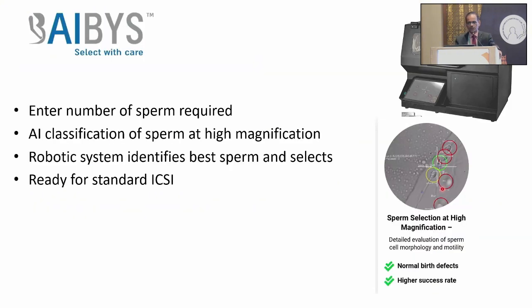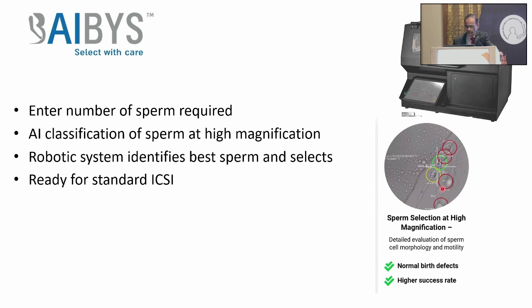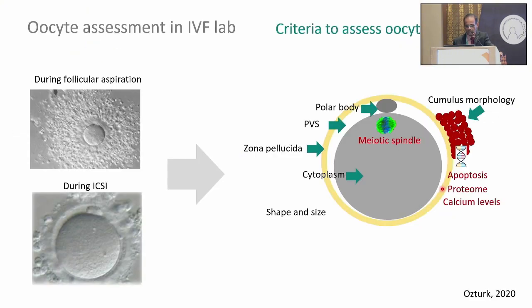There is also a possibility to integrate AI technology in sperm selection. There are several devices and technologies available that look at morphology. So it's an easy job for the embryologist. You have to tell how many sperm you require, and then it classifies them based on the magnification, and then you have the technology to select, and straight away you can use it for ICSI.